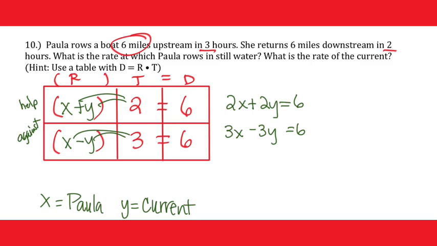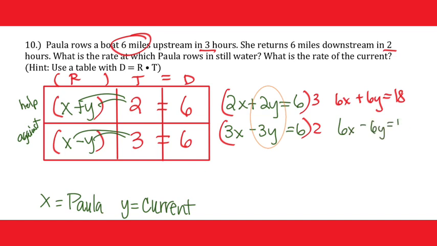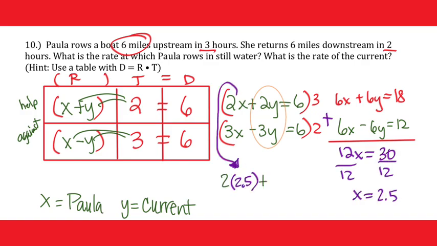With current problems, we always eliminate the y value because they are the opposite already. So I want to find a common multiple of 2 and 3, and that will be 6. So I multiply the top equation by 3 and the bottom equation by 2 so that I can eliminate the y value and solve for the x. And in this case, we find out that Paula can row 2.5 miles per hour. And we substitute back in, picking any of the original equations. I always choose the top one because it's usually the smallest and the simplest.